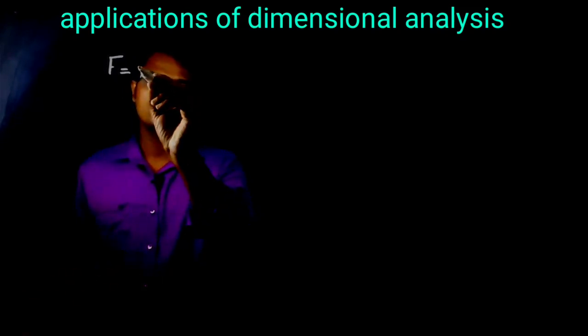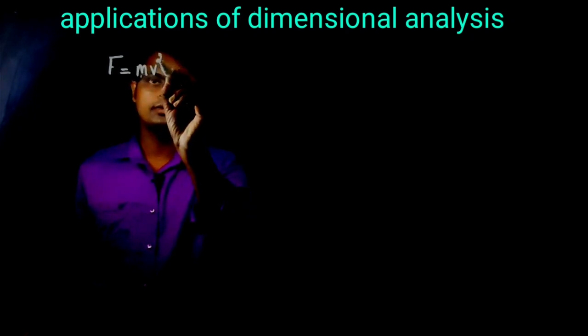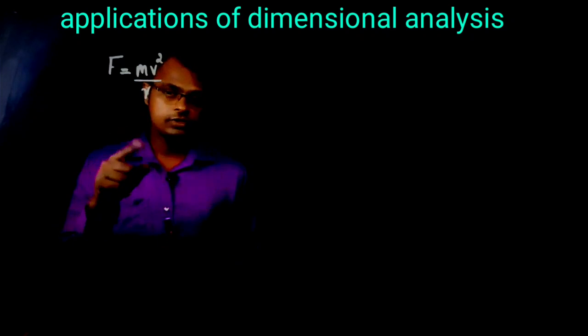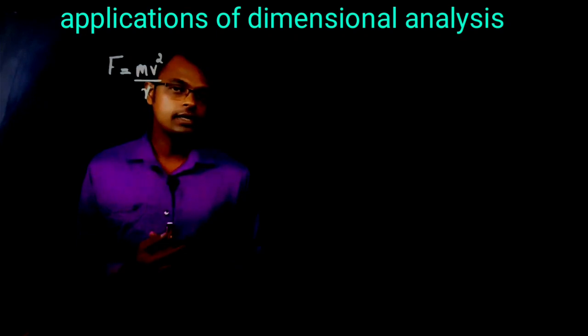Now let's discuss one question here. One equation we can check: F is equal to mv square divided by r. Maybe some students know this equation or maybe someone doesn't. Leave it. I will tell what each letter represents. You can write it down now. F is the force. M is the mass. V is the velocity or speed. R is the radius. F is equal to mv square by r.